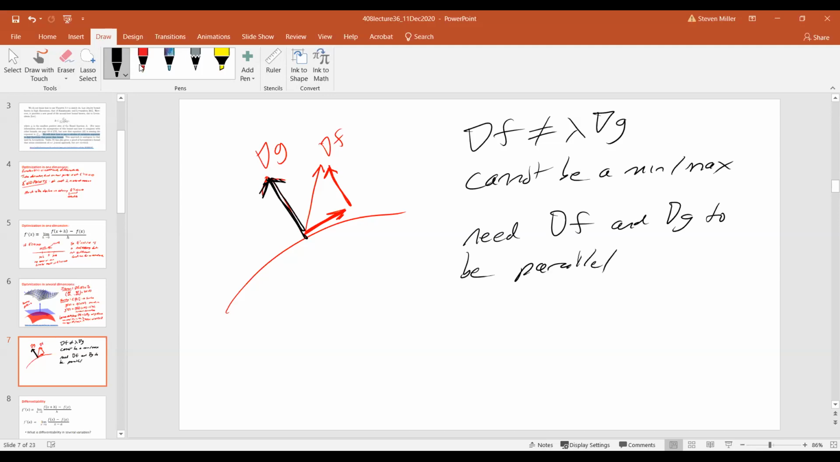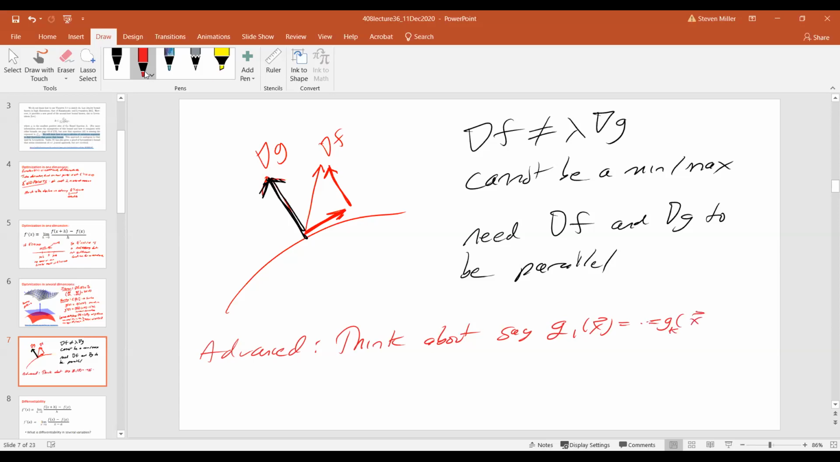And then more advanced is to think about multiple constraints. Say G1 of X equals through Gk of X equals 0. So maybe you now have multiple things that must be satisfied.